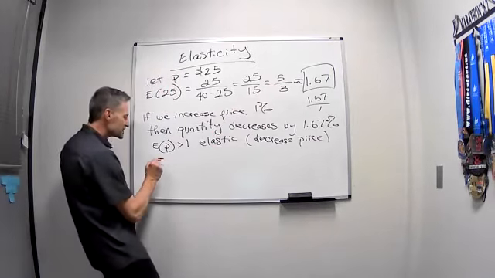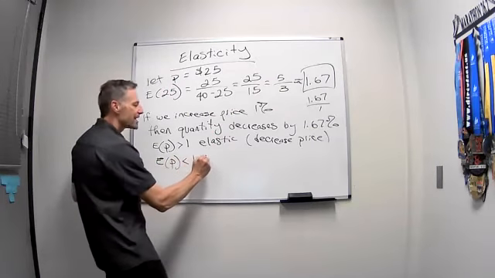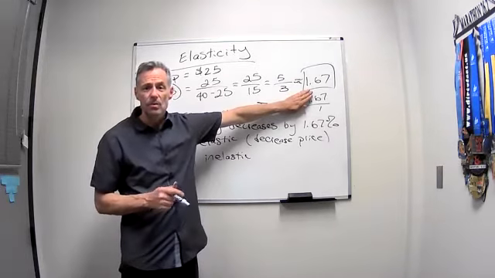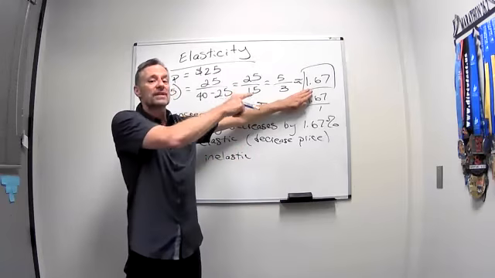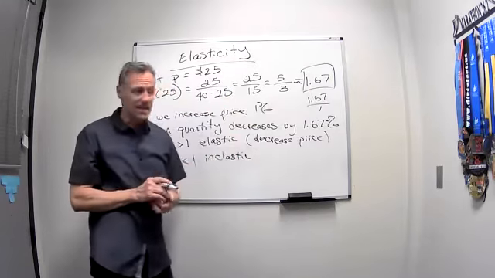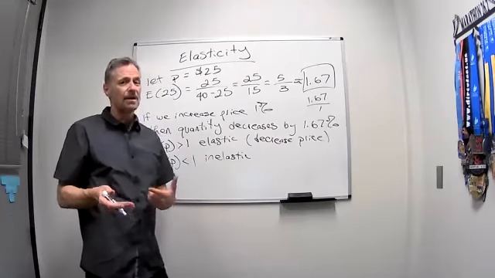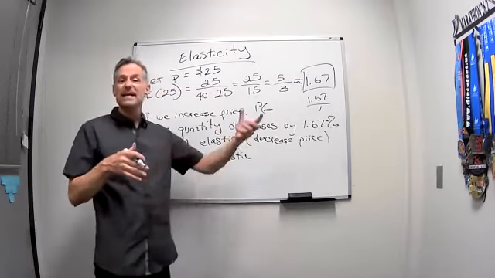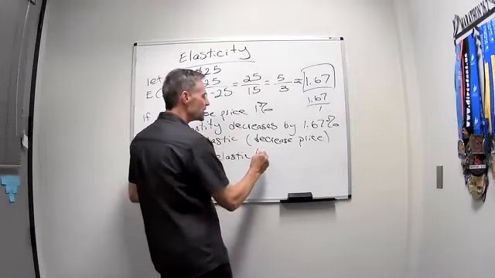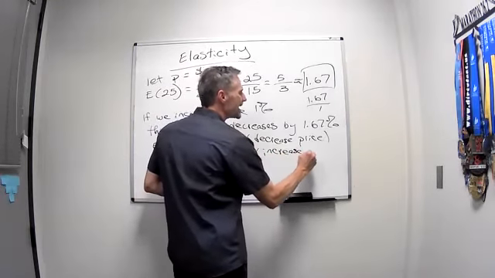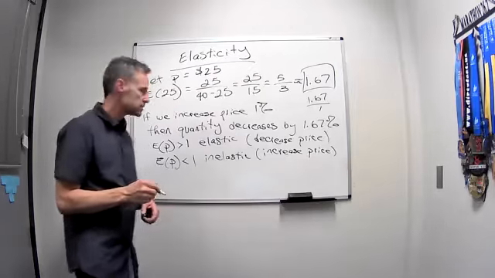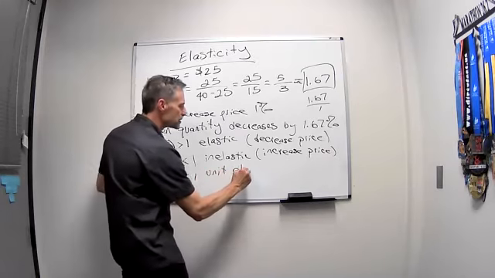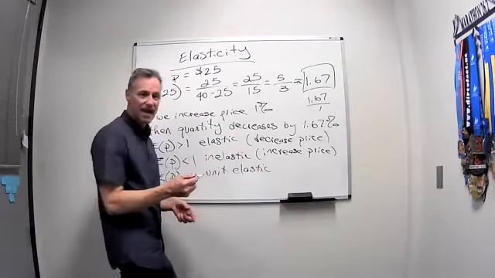If E of P is less than 1, we call that inelastic. And so maybe that 1 wasn't there, it's just 0.67. Well, if I increase the price 1%, quantity demanded only goes down 0.67. That's a good deal for me. In that case, I want to increase the price because the fewer units I'll sell won't be as big of a percentage, so I'll make more revenue. So I want to increase the price. And again, that's to maximize revenue. And then if E of P is equal to 1, we call that unit elastic. And that's where we have maximum revenue.